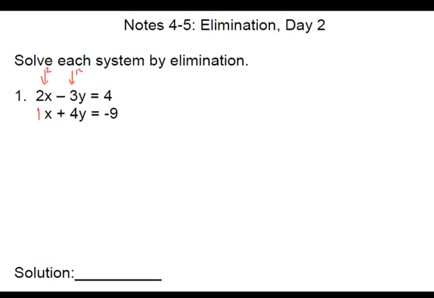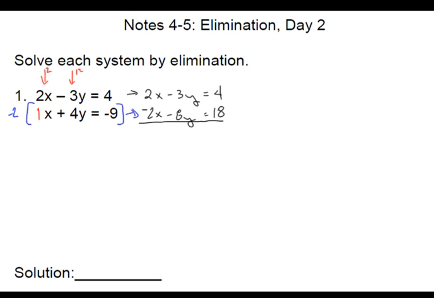So I'm going to convert my bottom equation to where I have a 2 in front of my x, and I'm going to make it a -2. So I'm going to multiply everything by -2. My top equation is not changing, so it's still going to be 2x minus 3y is equal to 4. The bottom equation, though, is being multiplied by a -2, so that becomes a -2x, a minus 8y, and a positive 18.